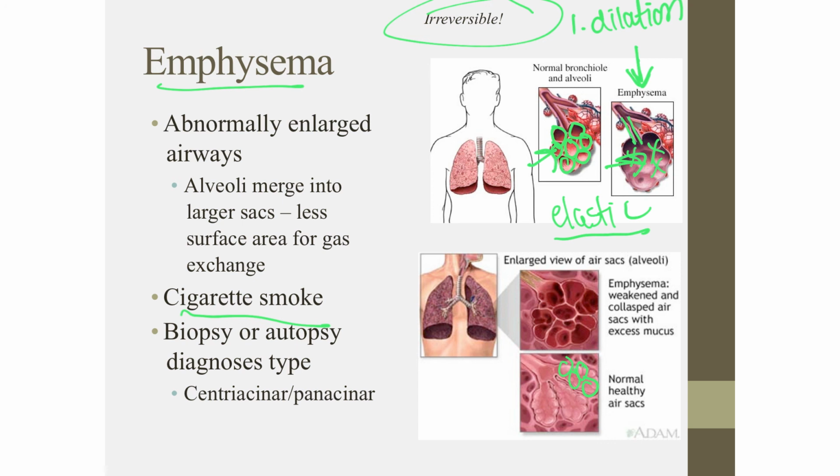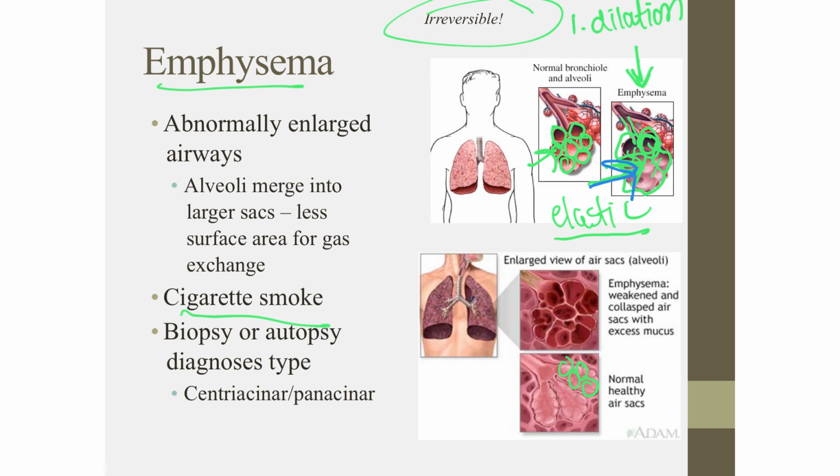Because remember, the respiratory membrane, what's going on here? The respiratory membrane is the type 1 alveolar cell and the capillary around it. So if we lose this type 1 alveolar cell and the septum, and these all merge together, we've lost a huge amount of that surface area for gas exchange. So that's going to make breathing a lot more difficult, a lot more labored. It's going to be very difficult to get air in.